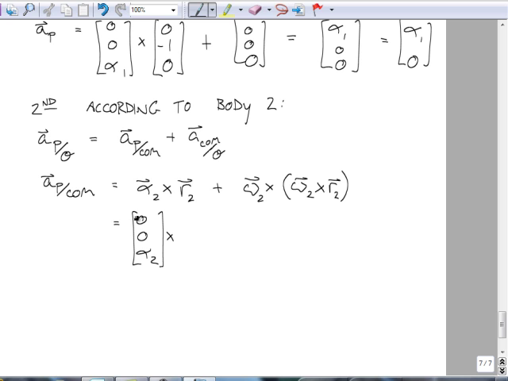This stuff's all zeros. So we get negative 0.5 alpha 2, 0.